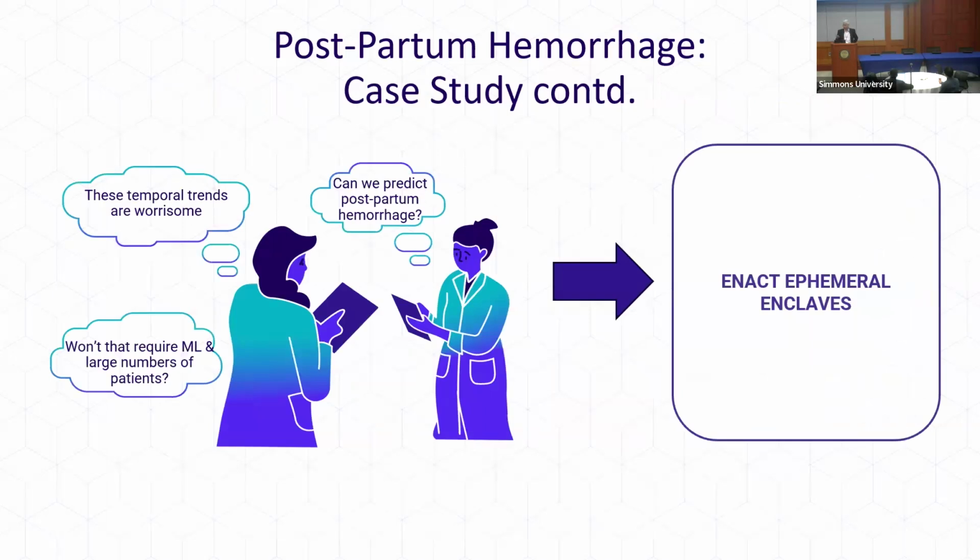And so this was a starting point, which then brings up questions like, given that these temporal trends are worrisome, can we do more deeper analysis? So can we do maybe something like a predictive model for postpartum hemorrhage? Now, that is something which can't be done directly on the network just by using patient counts. And so that's where the network started moving into ephemeral enclaves.